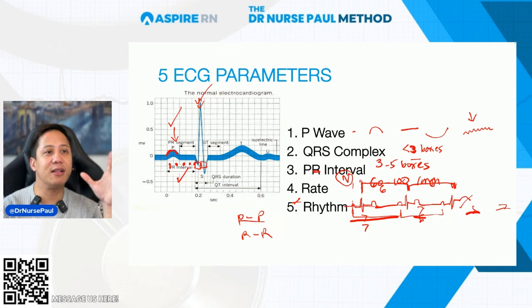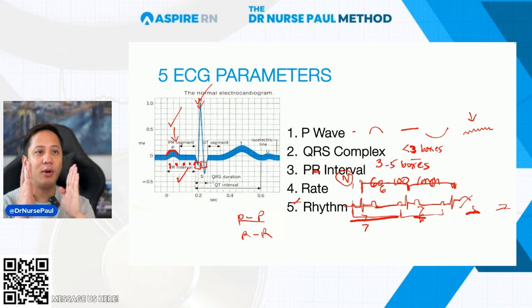What if it's different numbers? R to R. This is six boxes. This is nine boxes. This is five boxes. This is six boxes. Irregular.